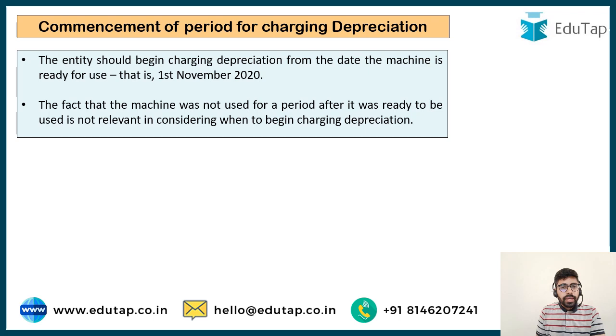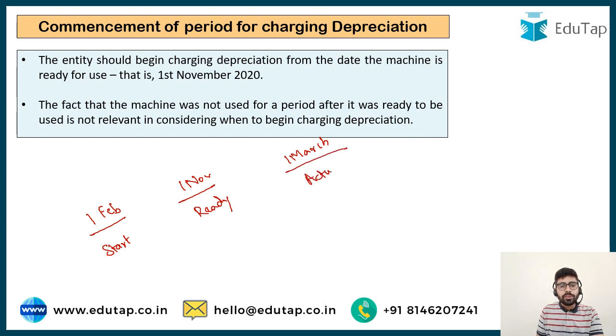Now in this particular case, we are having three dates with us. One is 1st of February, another is 1st of November, and other is 1st of March. So these three dates are given to us. This is the date on which the construction is started. This is the date on which the construction is completed and the machinery is ready for use. And this is the date on which the machinery is actually used. So we have to identify from which date we would be charging depreciation in respect of this machinery.